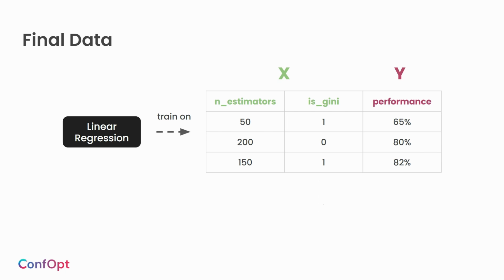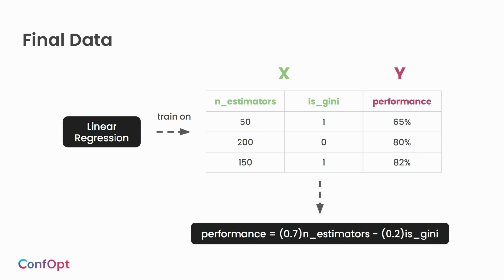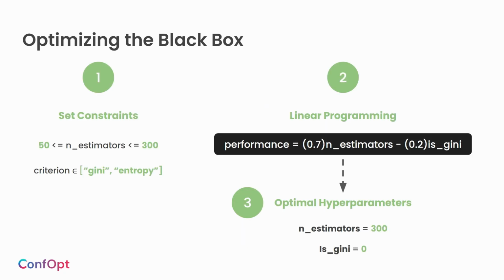And then I'll get some equation like this that tells me exactly that. Now, once I have the equation, which again is my estimate of the black box function, I can set some constraints for the hyperparameters that I want to search, because obviously the hyperparameter space is technically infinite. Number of estimators can go to infinity.